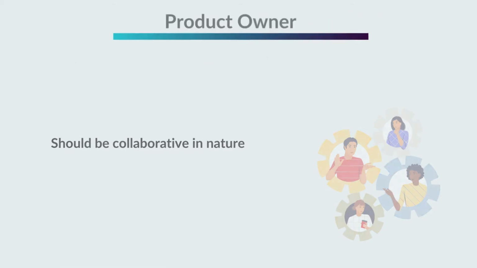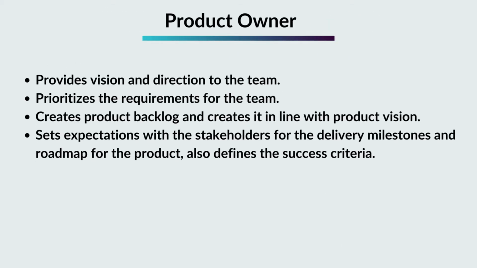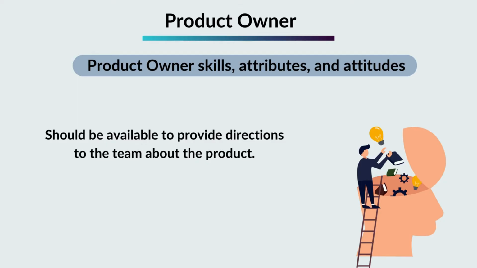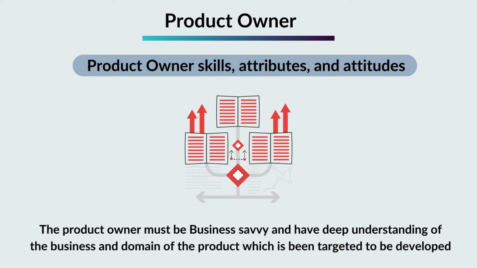The Product Owner provides vision and direction to the team, prioritizes the requirements for the team, creates the product backlog in line with the product vision, sets expectations with the stakeholders for the delivery milestones and roadmap for the product, and also defines the success criteria. Product Owner skills, attributes, and attitudes: should be available to provide direction to the team about the product. The Product Owner must be business savvy and have a deep understanding of the business and domain of the product which has been targeted for development.